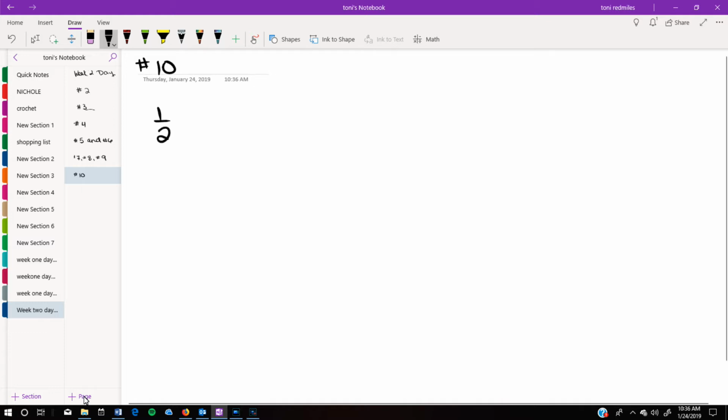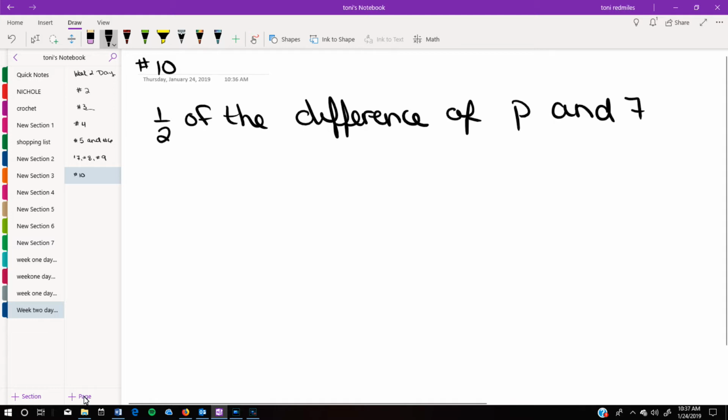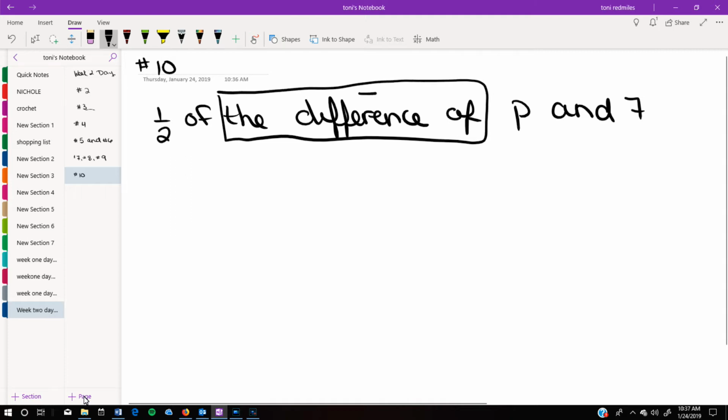All right, 1/2 of the difference of p and 7. I know I kind of went through the parenthesis words really quickly because we ran out of time, but this is parentheses with an X. Anything that starts with the and of and uses a word that means the answer to, this is the answer to a subtraction problem, that is parentheses. And we see that p and 7 go inside these parentheses. Of means multiplication, so I put 1/2 in front of it. All right, let's try number 11.